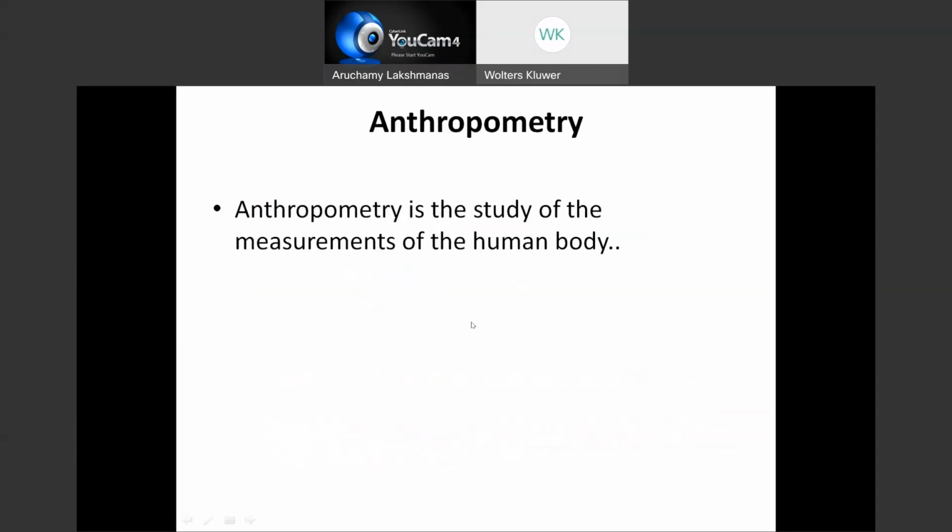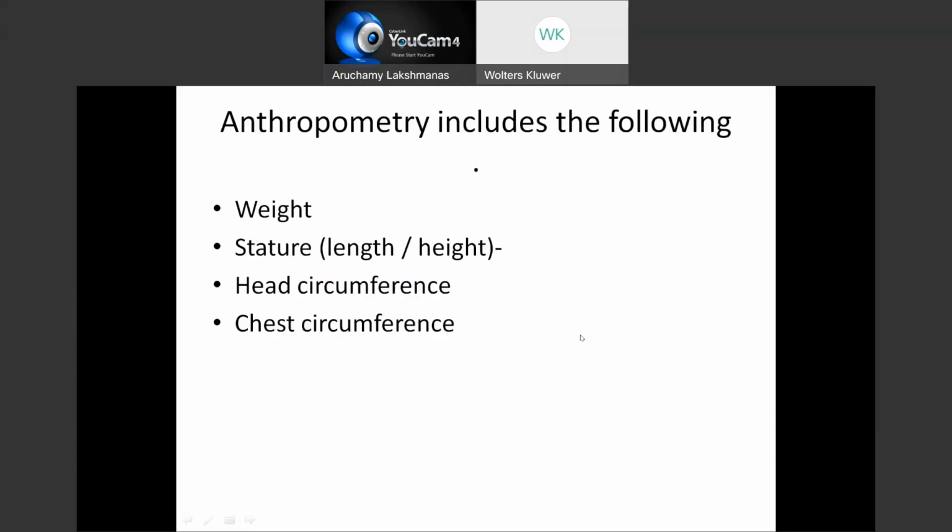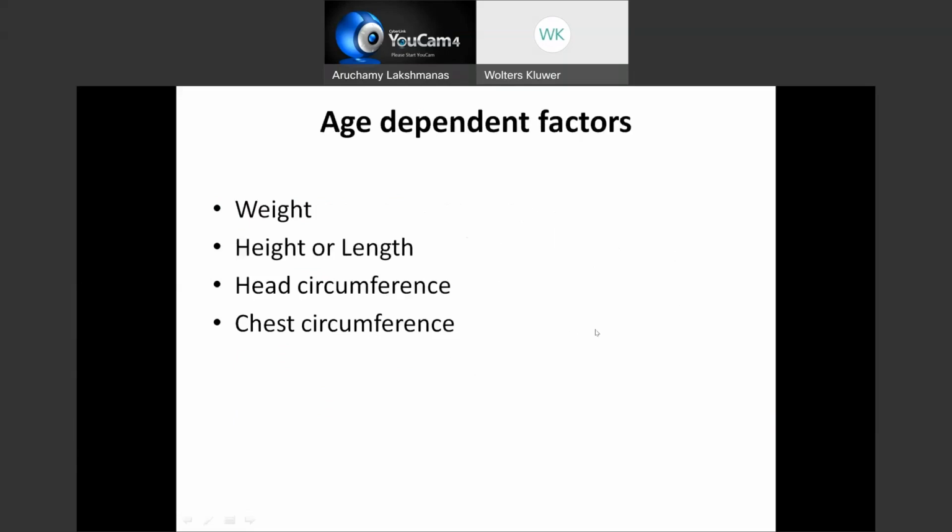Anthropometry is the study of measurements of the human body. The things we commonly use are weight, stature, head circumference, and chest circumference, and of course, from 1 to 5 years, mid-arm circumference. These are age-dependent factors, so weight, height or length, head circumference, and chest circumference depend upon the age. For this age, this should be expected.